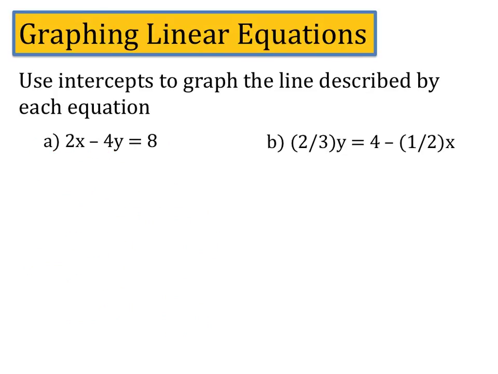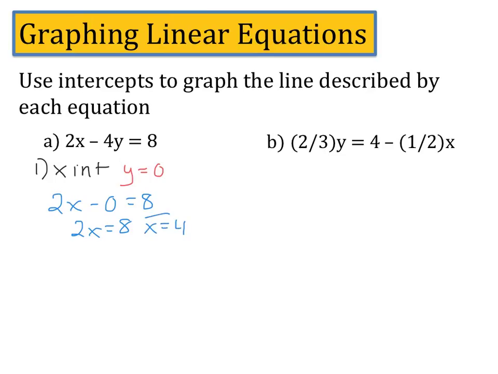So now that we know how to find the intercepts given an equation, let's talk about graphing that equation once we find the intercepts. So let's start with example A. For example A, we have 2x minus 4y equals 8. So let's find the x-intercept first. We know the x-intercept happens when y equals 0. So our equation will be 2x minus 0 equals 8. So 2x equals 8. Our x-intercept will happen at 4.